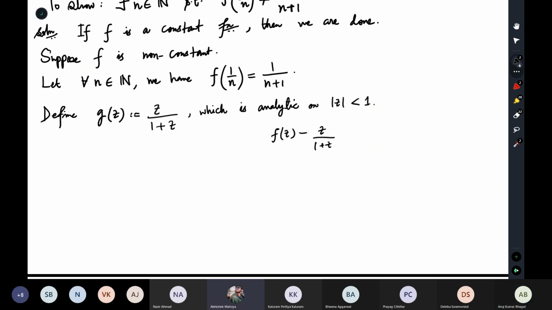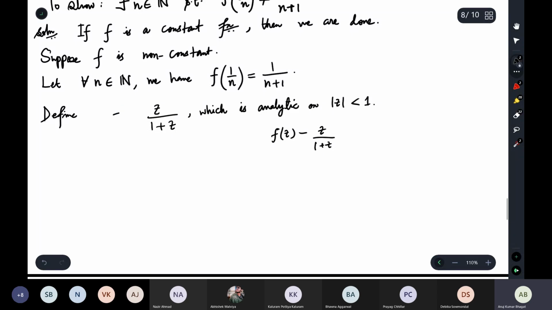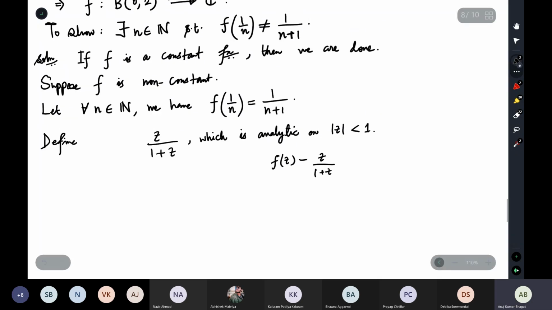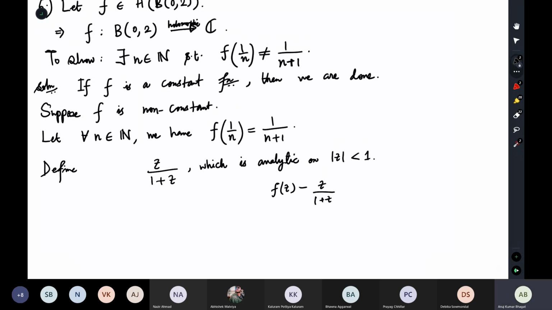Then for every natural number, this function has a root at 1/n, and the limit point is in the domain. So this function is identically 0. I had also done it in the same way, but I don't know why I took 1/(n+1). So define the function g(z). But one more problem is that this function is not analytic on B(0,2)? No, it is not analytic at minus 1. Then you have to consider that fact.